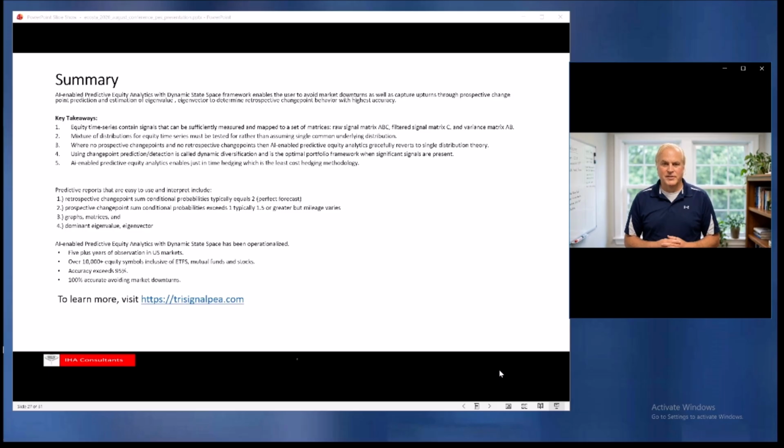Key takeaways: equity time series contains signals that can be sufficiently measured and mapped to a set of matrices: raw signal matrix ABC, filtered signal matrix C, and variance matrix AB. A mixture of distributions for equity time series must be tested for rather than assuming a single common underlying distribution. Where no prospective change points and no retrospective change points are detected, AI-enabled predictive equity analytics gracefully reverts to single distribution theory.